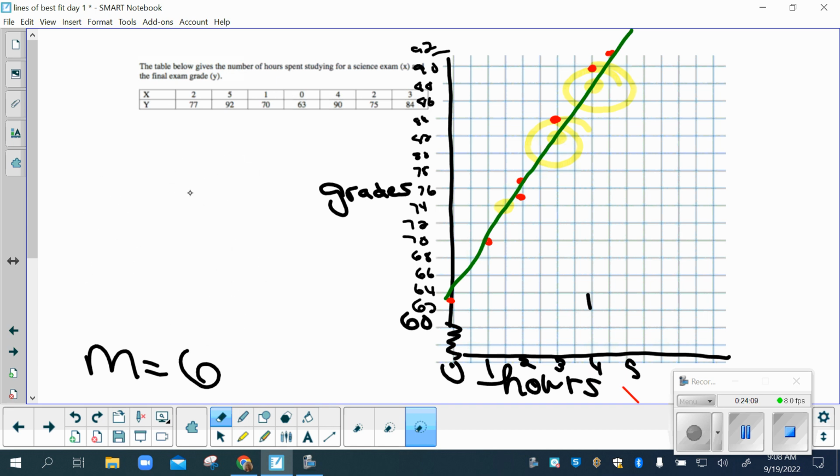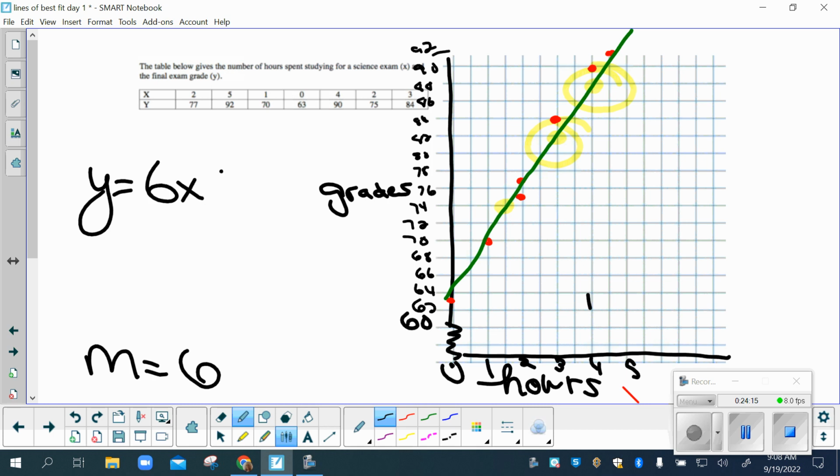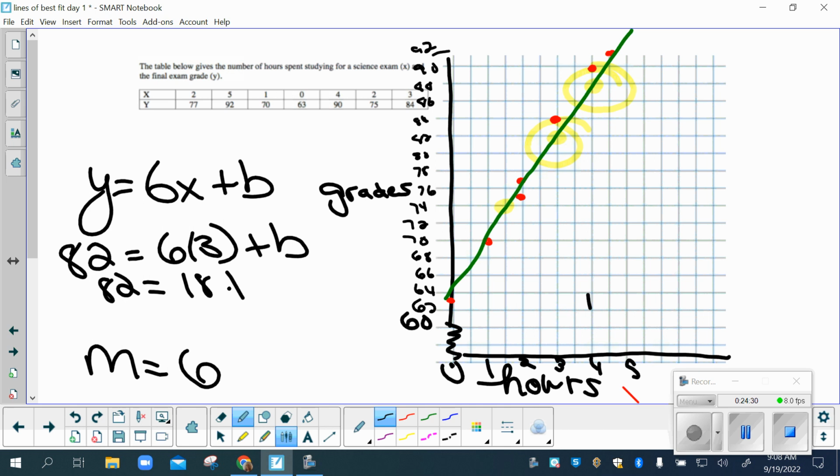Okay, so I'm using this guy, and I'm going to say y equals 6x plus b. I'm going to use that, was it 3 and 82? I'm going to say 82 right here. 6 times 3 plus b. 82 equals 18 plus b. B equals, I'm going to do it on my calculator because I don't like subtracting from 82, because I'm a baby and I could do it in my head if I thought about it, but I'm too lazy. So 82 take away 18, I got 64. Okay, so here is my equation.